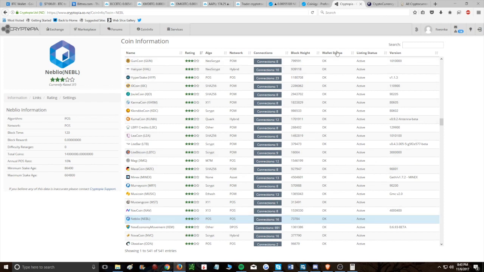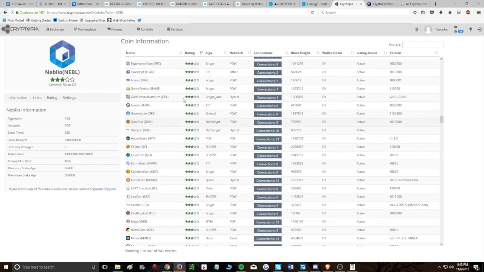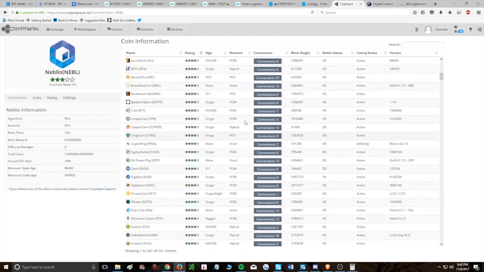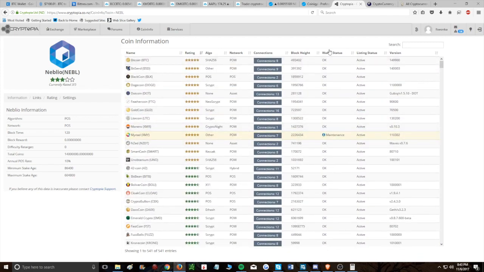And you can see over here the wallet status, the listing status. So this is good to go. But this is just basic information. I wouldn't really trust the rating. I don't know how it's rated or whatnot, but here's one with wallet maintenance. That's good to know, because if their wallet is down, that's not good. And maybe it is maintenance, or maybe something is seriously wrong there, but I wouldn't want to be in something where their wallet's not working.